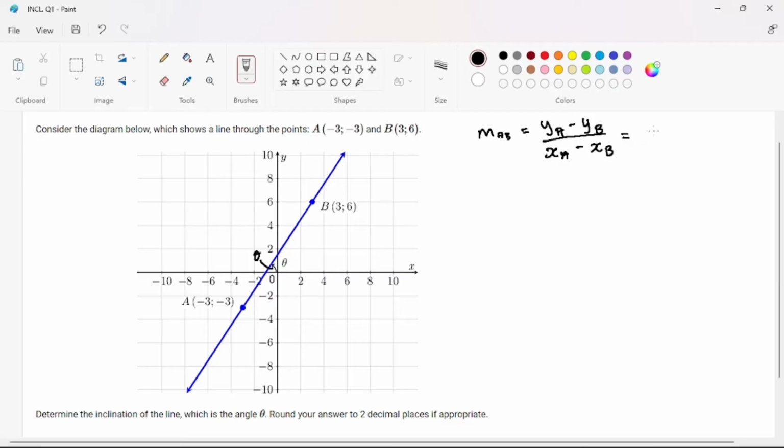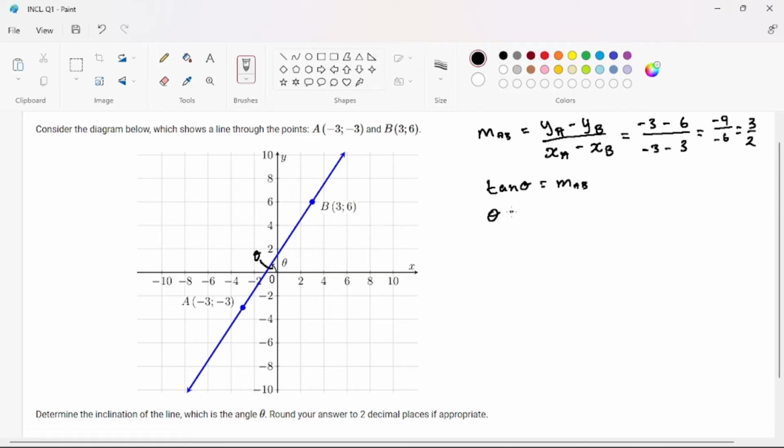So what is our y coordinate at A? It's negative 3, right? And our y coordinate at B is 6. Our x coordinate at A is negative 3. Our x coordinate at B is 3. So you can simply punch your calculator from here, guys. We are going to have negative 9 divided by negative 6, which is the same as 3 over 2. That means our gradient is positive. So we are going to say tan theta equals our gradient AB, right?